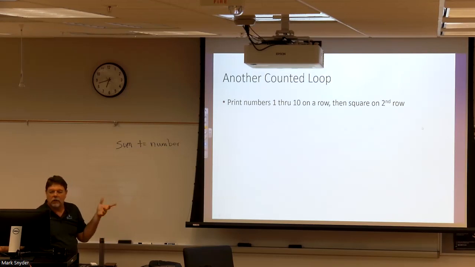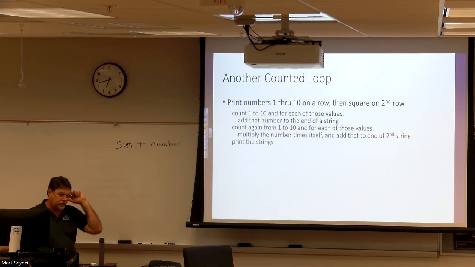So we've got a rows and columns kind of feel going here. So we're probably going to have a counted loop, maybe nested counted loops. We'll get into it and see what we're talking about here. So I think this is my pseudocode, at least the first version of it. Count 1 to 10, and for each of those values, add that number to the end of a string. So I'm just concatenating the number value to the end of one string, and then I'm going to use that as my output for the first row.